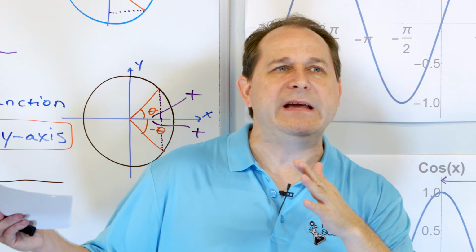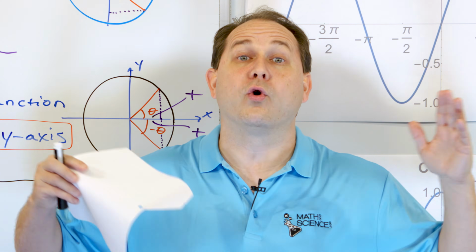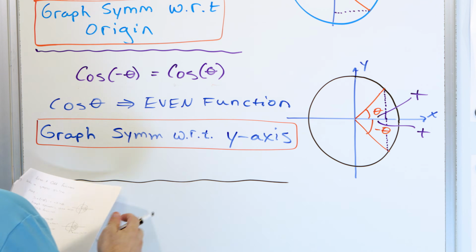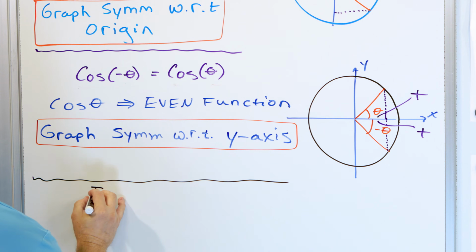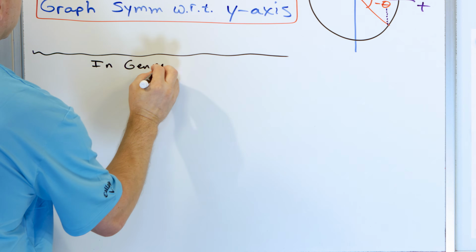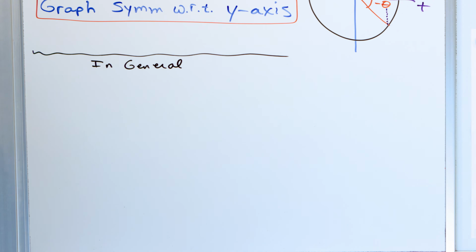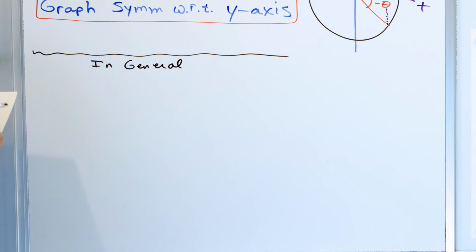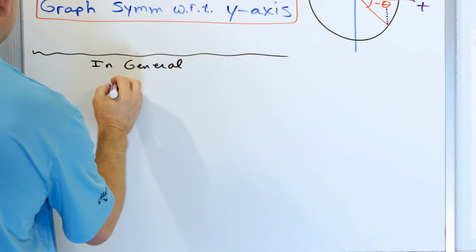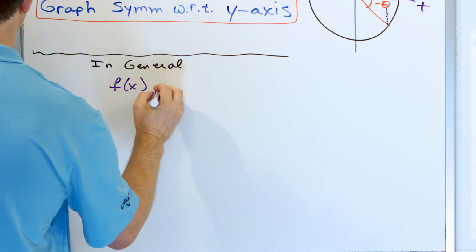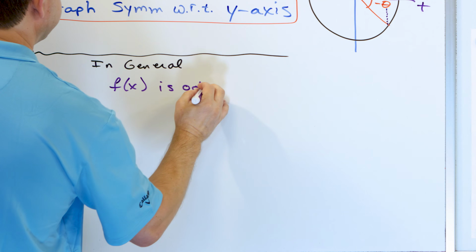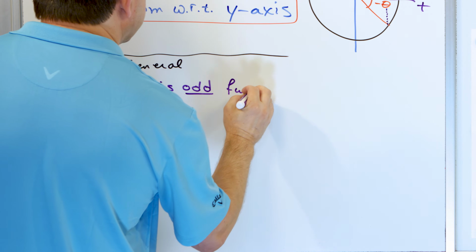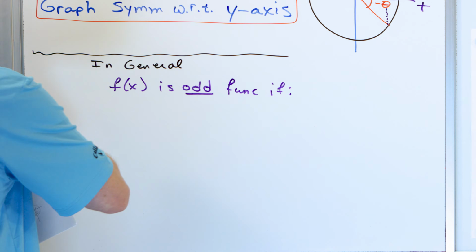But this idea of even and odd functions, it applies to more than sines and cosines. It applies to any periodic function. So in a textbook, you might see something like this. So in general, and now I'm opening this up so we're not talking about sines and cosines, we're talking about any function. In general, okay, we say that the function f of x is odd. F of x is an odd function if the following is true.